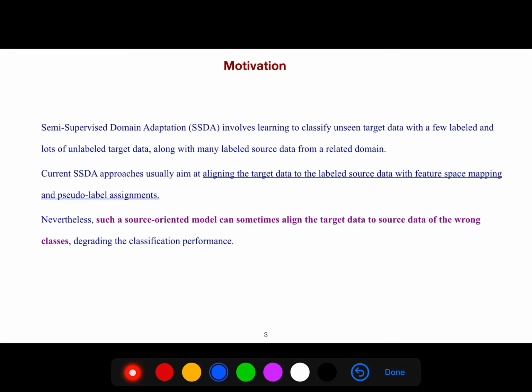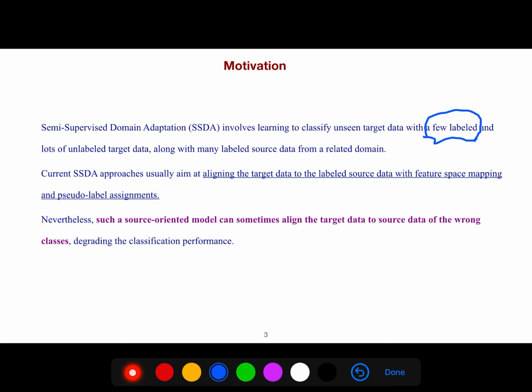Semi-supervised domain adaptation involves learning to classify unseen target data with a few labeled data. So semi refers to those few labeled data, and lots of unlabeled target data, along with many labeled source data from a related domain. Current SSDA approaches usually aim at aligning the target data to the labeled source data with feature space mapping and pseudo-label assignments.